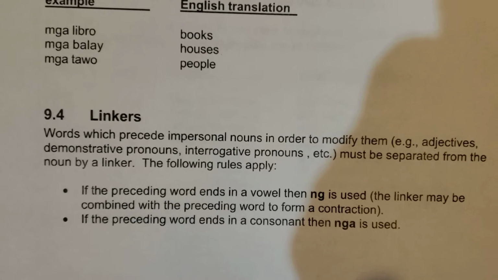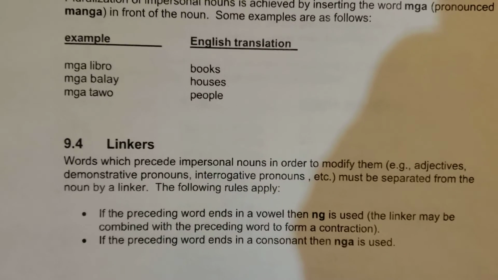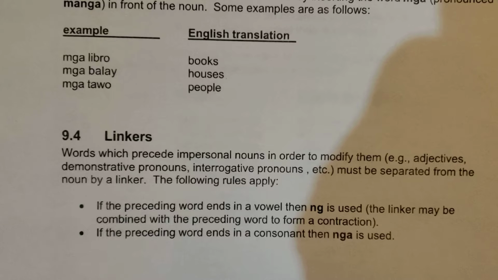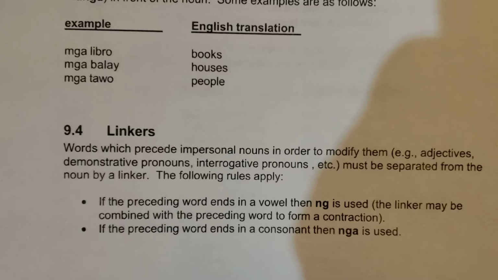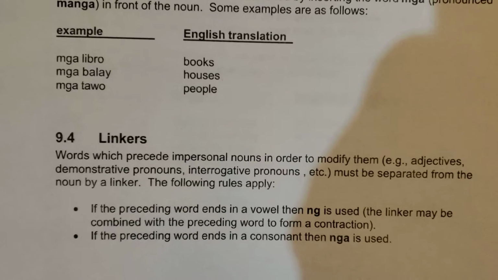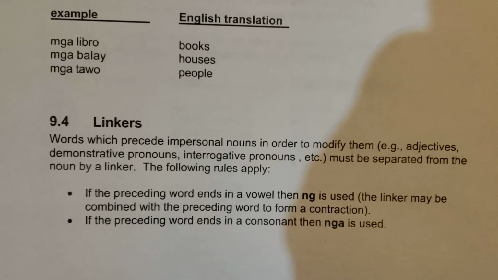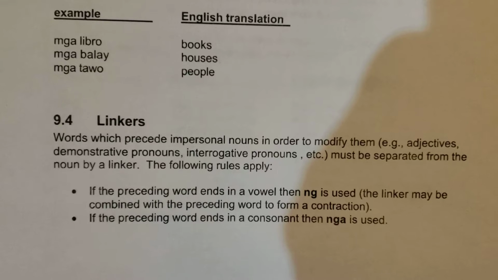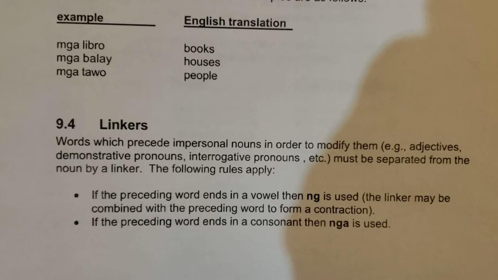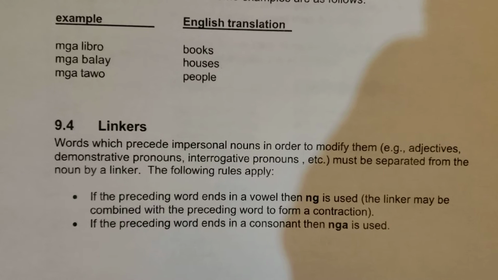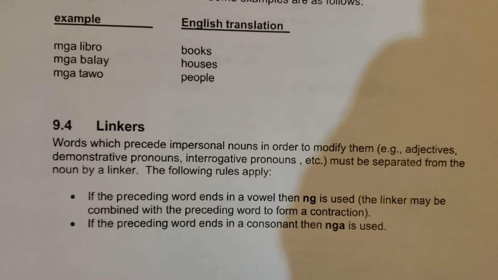Linkers. Words which precede impersonal nouns in order to modify them, for example adjectives, demonstrative pronouns, interrogative pronouns, etc., must be separated from the noun by a linker. The following rules apply. If the preceding word ends in a vowel, then ng is used. The linker may be combined with the preceding word to form a contraction. If the preceding word ends in a consonant, then nga is used, pronounced nga.